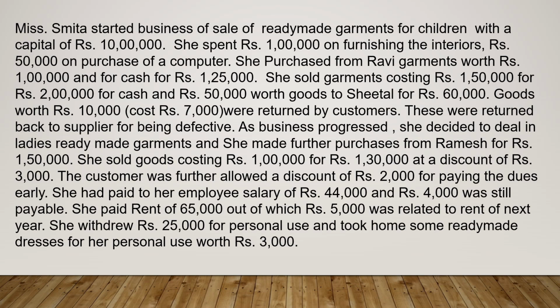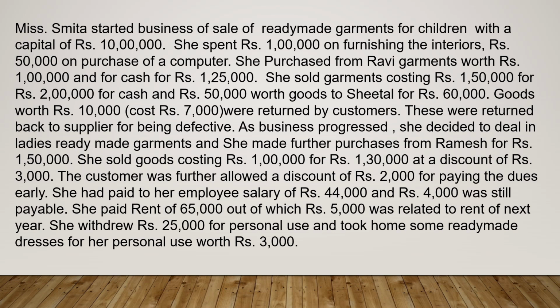We will take this example of Miss Smita. Miss Smita started a business of sale of ready-made garments for children with a capital of say rupees 10 lakh. She spent around 1 lakh rupees on furnishing the interiors of her showroom. She spent rupees 50,000 on purchase of a computer. She purchased from Ravi Garments worth rupees 1 lakh for and rupees for cash 1,25,000.